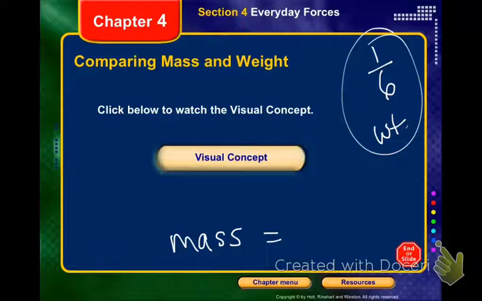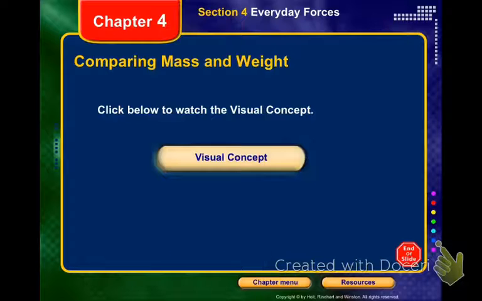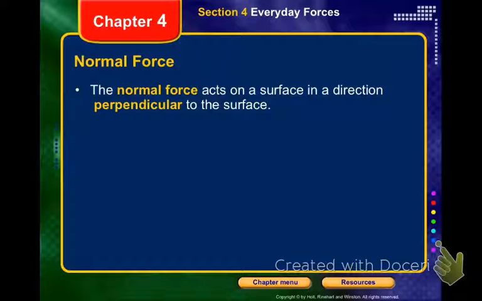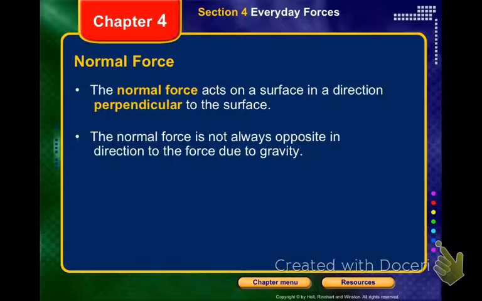Normal force. We've already been introduced to the normal force, but we're going to show you another picture just to back up what you've already learned. It is perpendicular to the surface that your object is on. I can't stress that enough. But it's not necessarily always opposite from whatever the force of gravity is. Force of gravity is always in a downward direction, but if your surface is at an angle, then your normal force is also going to be at an angle.